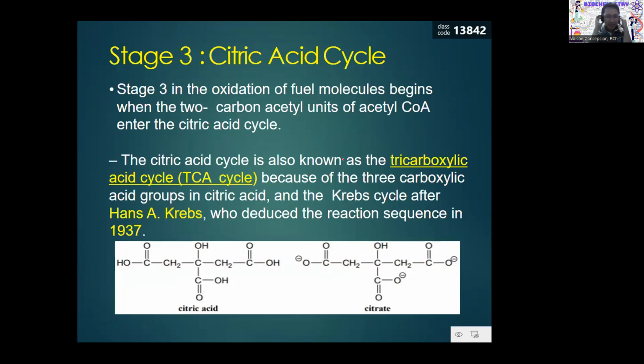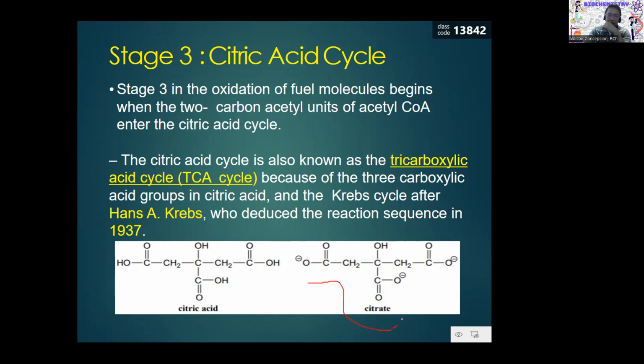Then, the third stage, since we broke down the catabolic pathway into stages: the citric acid cycle is stage 3. And stage 4 is the electron transport chain and oxidative phosphorylation. Mamaya, detail din natin yan. So, unahin muna natin si citric acid cycle. Bakit ba tawag dyan citric acid cycle? It's because of the citrate actually.